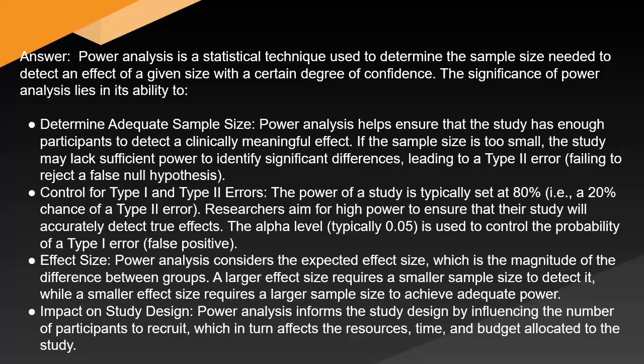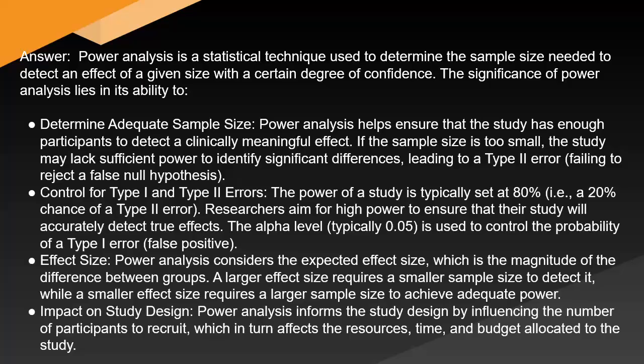Control for type I and type II errors. The power of a study is typically set at 80%, i.e., a 20% chance of a type II error. Researchers aim for high power to ensure that their study will accurately detect true effects. The alpha level, typically 0.05, is used to control the probability of a type I error, a false positive.